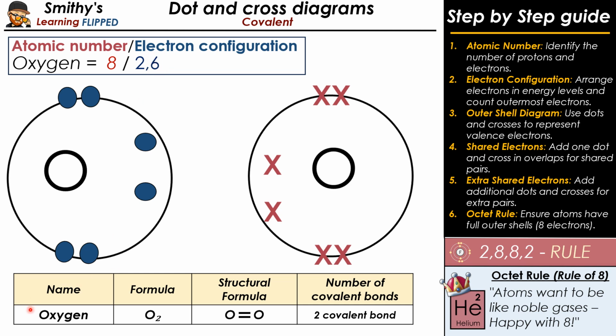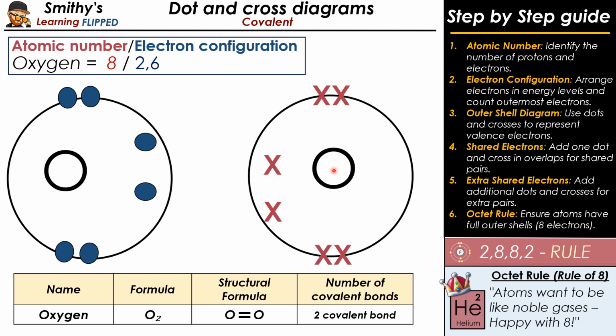Okay, if I look at the information at the bottom, it says oxygen O2. Because there's a 2 on the subscript, we know there's 2 atoms of oxygen. And on the structural formula, there are 2 lines, so we know there are 2 bonds involved. So 2 covalent bonds. So we know that 2 oxygen are going to share with each other to make it stable.